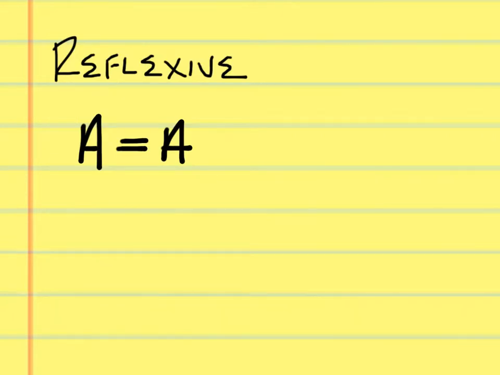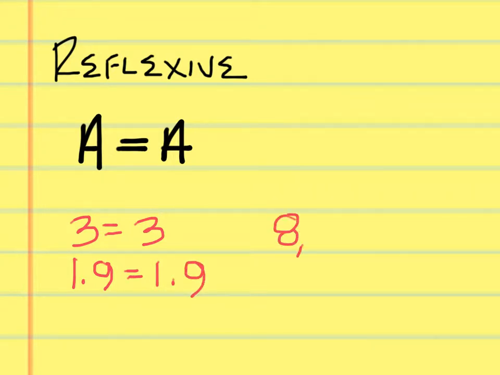The reflexive property is A equals A. In other words, that means 3 equals 3, 1.9 equals 1.9, 8,000 equals 8,000. Whatever something is, it equals itself. So it's reflexive, a mirror image from one side to the other.